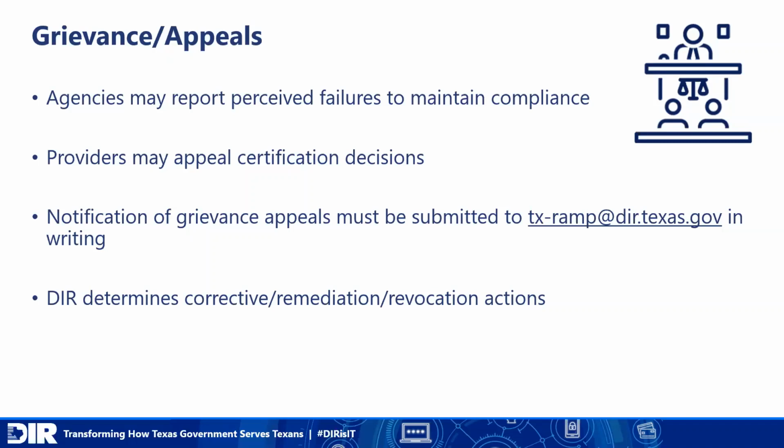We need to know, since you're on the front lines handling these vendors, we may or may not be contracted with them, if there are identified issues that need to be solved to help protect the state as a whole. Providers may appeal certification decisions to DIR as well. If they think that they should have been granted this certification and want to appeal it, then they can submit that information to us and we will review it and make a determination on if more information is required and so on and so forth, or work with that entity to make a final decision on that.